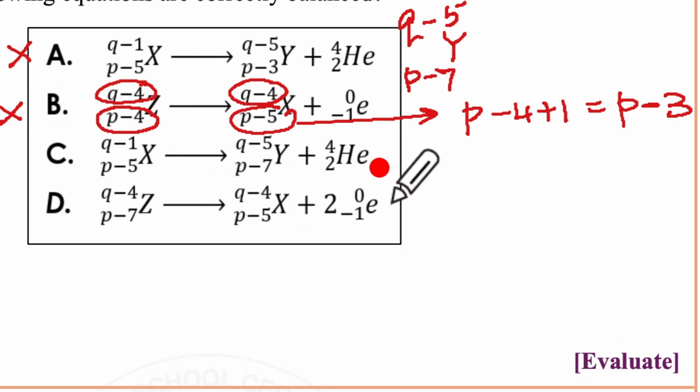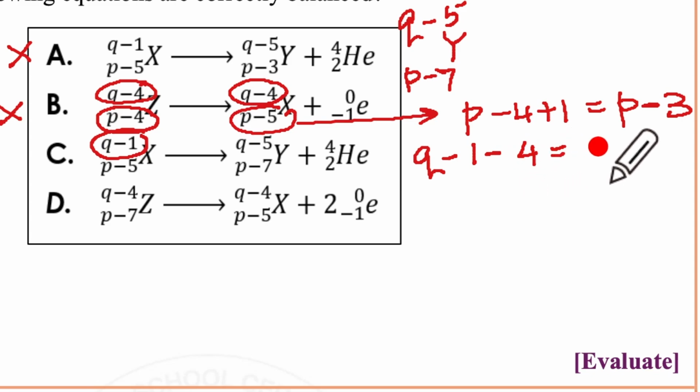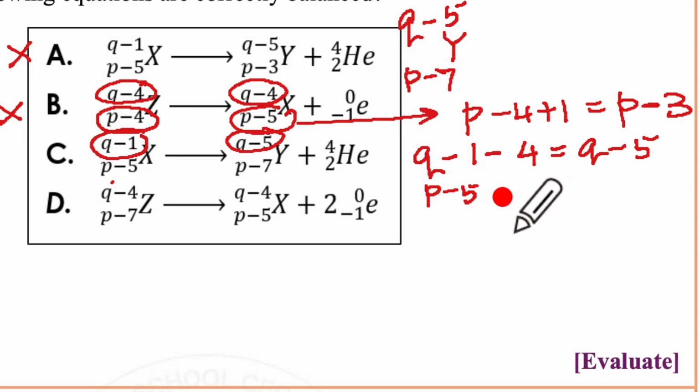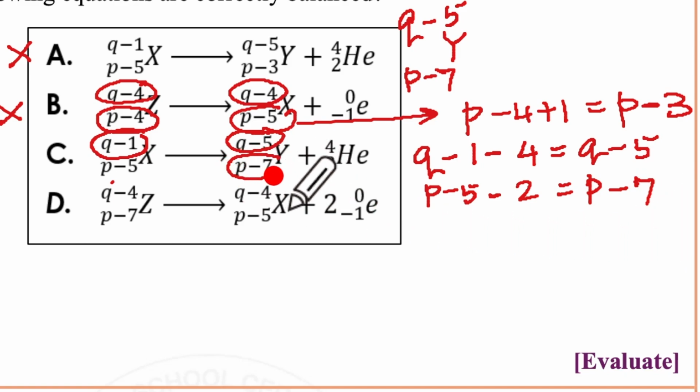Look at C. Alpha particle is given out, so your X, q minus 1, should become q minus 1 minus 4. So it should be q minus 5, which is correct. And this p minus 5 should become p minus 5 minus 2, that means p minus 7, which is also true, so this is correct.